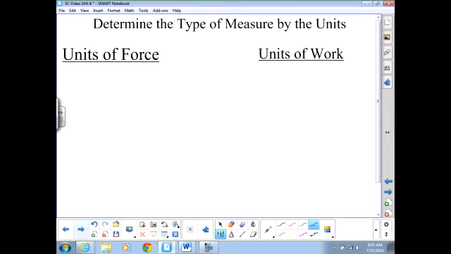So this is a very important chart. It'll help you in lots of problems. Our units of force. Well, let's first look at the metric. Our unit of force is a newton. And our unit of work is the joule, which is sometimes called a newton meter.